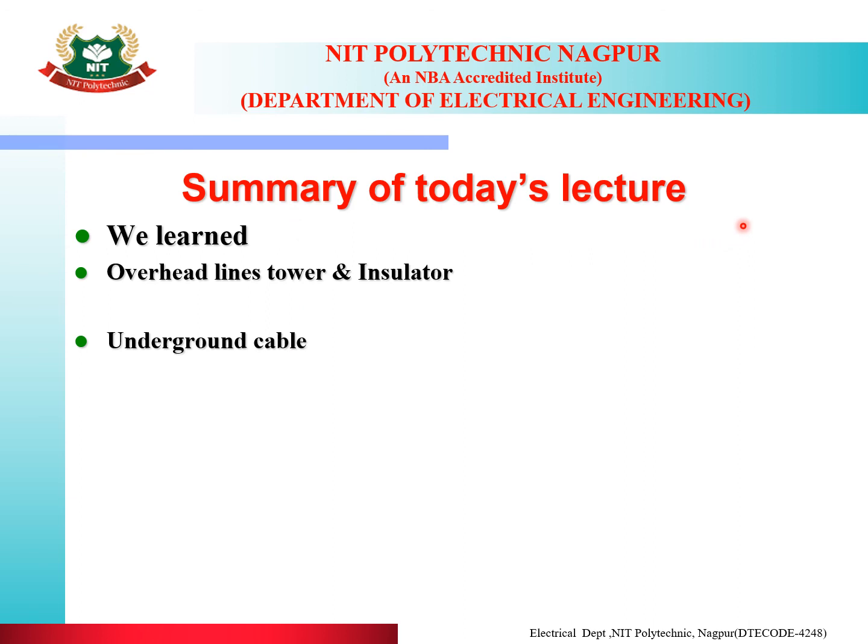So, summary of today's lecture: we have learned the overhead line supports such as RCC pole, steel tubular pole, steel tower, and various types of insulators such as pin insulator, shackle insulator, disc insulator, strain insulator. And for underground cable, we have seen the different construction of the underground cable.